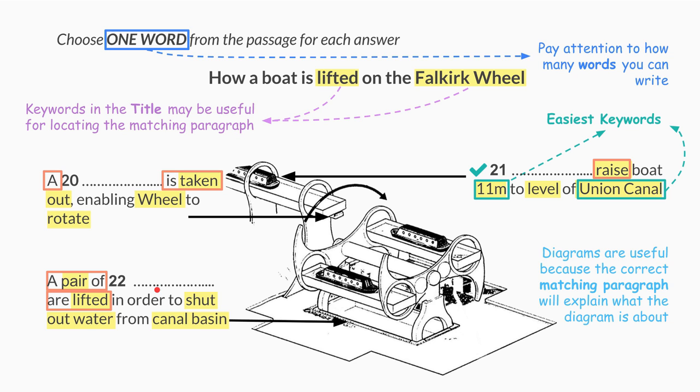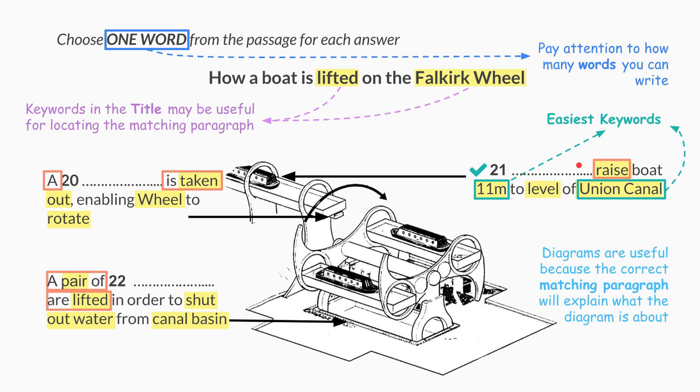Now, let's go ahead and start to answer this question set. I want to start off by answering number 21. So here we go. Once you have located the matching paragraph, at this point, you would start to scan the reading passage for these keywords. Then, once you have located the matching paragraph for this diagram, you can start to look for keywords for each one of these questions.